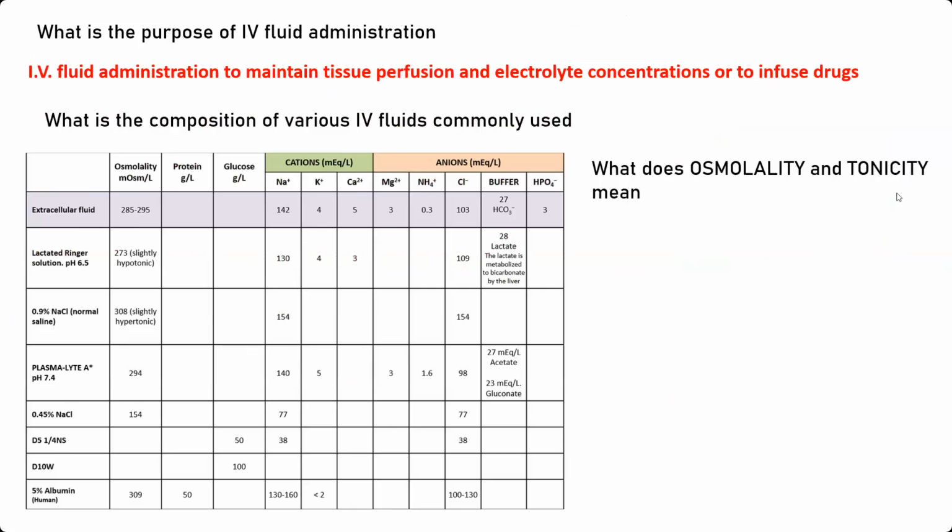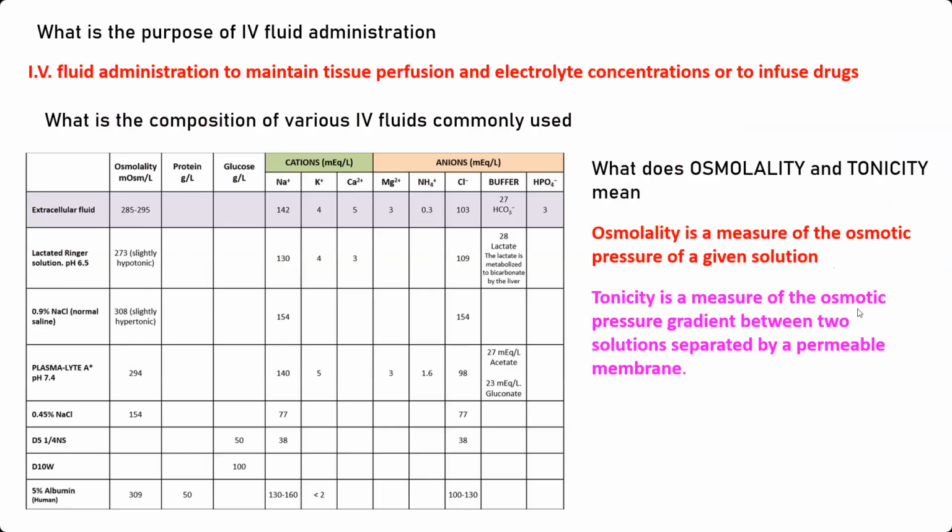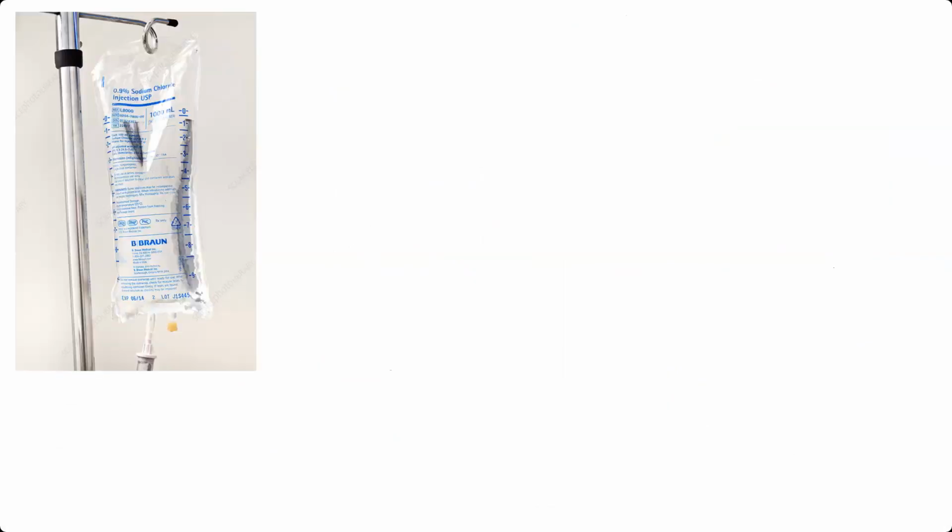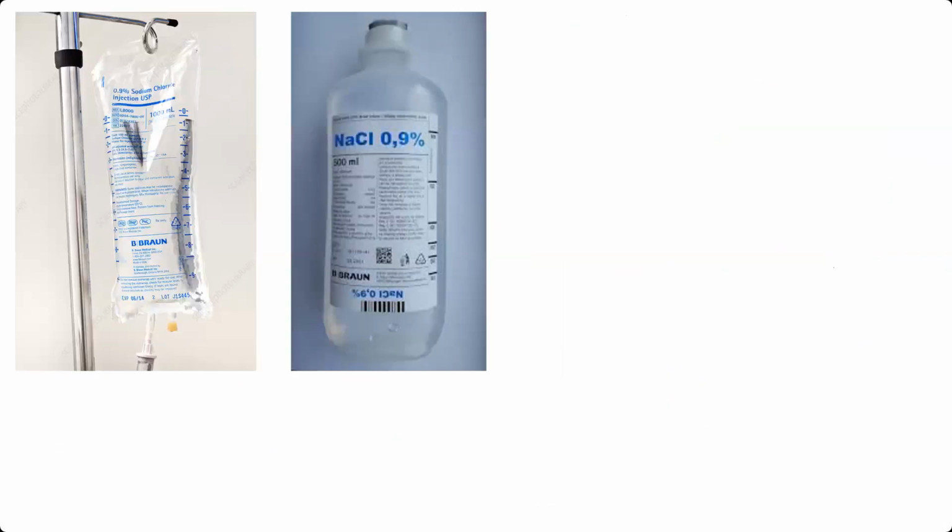And what do osmolality and tonicity mean? Are they the same or different? So osmolality is a measure of osmotic pressure of a given solution, whatever be the pressure exerted by that solution. Whereas tonicity is a measure of the osmotic pressure gradient between two solutions separated by a permeable membrane. Okay? So you should not use isoosmolality and isotonicity interchangeably. Tonicity is always a comparison between two solutions separated by a permeable membrane. So this is sodium chloride and examples of that.